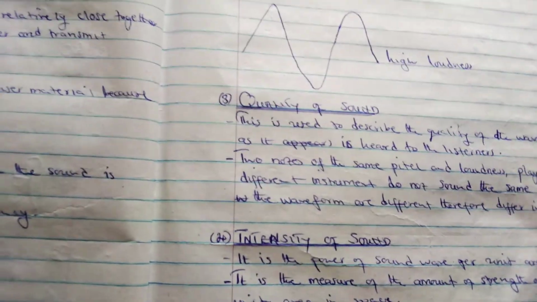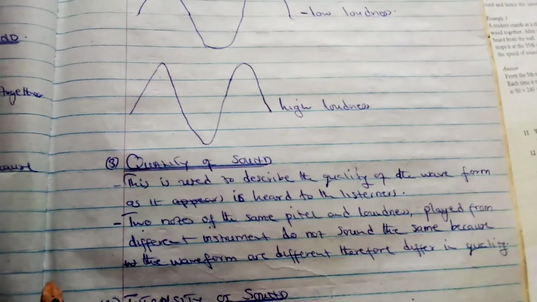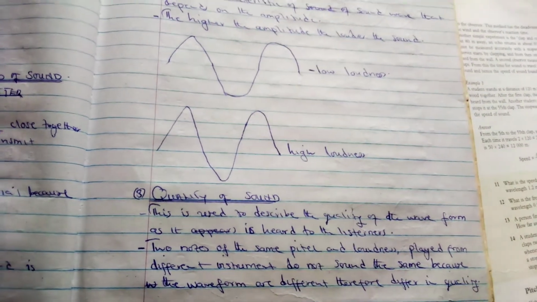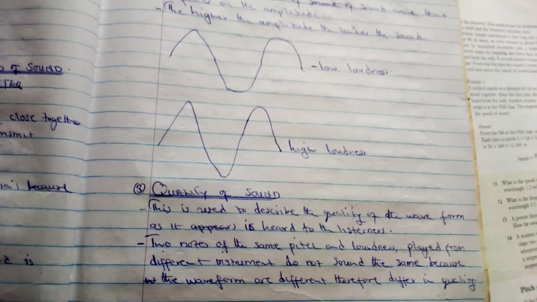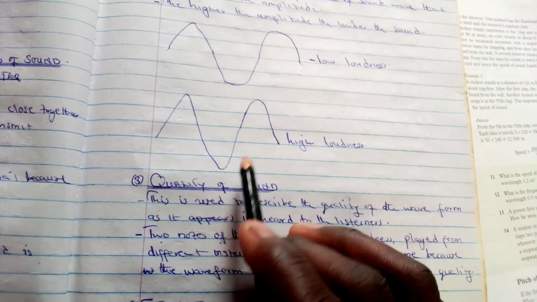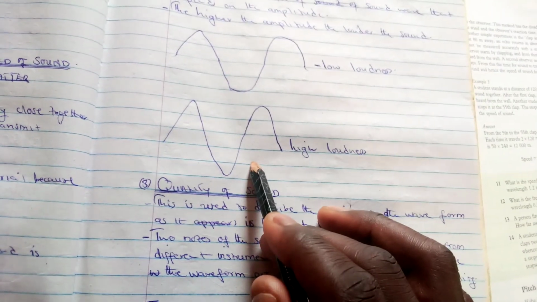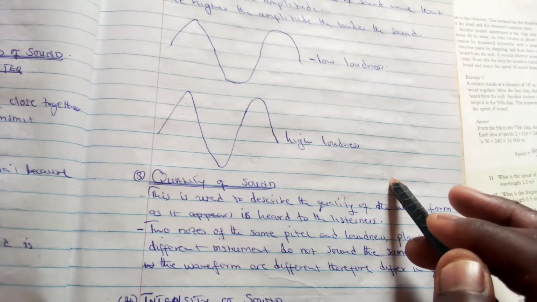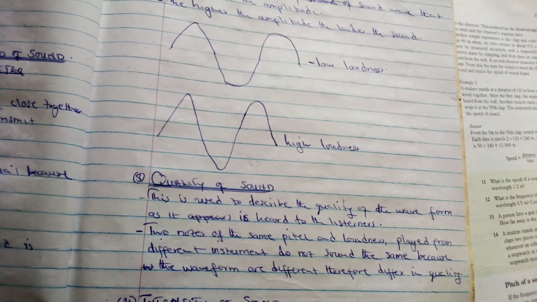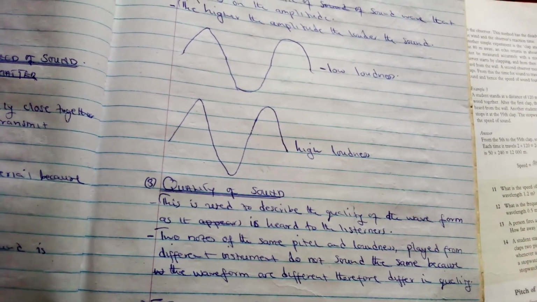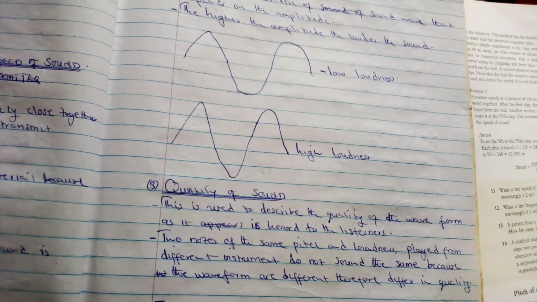Then the last one is quality of sound. When we talk about quality of sound, we mean different frequencies being put together. They produce a quality of sound. But you realize that the same sound played in a small speaker can sound different in a large speaker, because the frequencies that will be there will be different. That's what we mean by quality of sound.